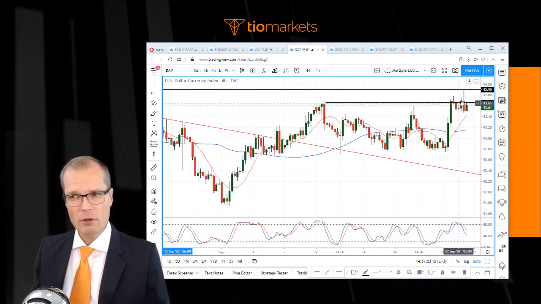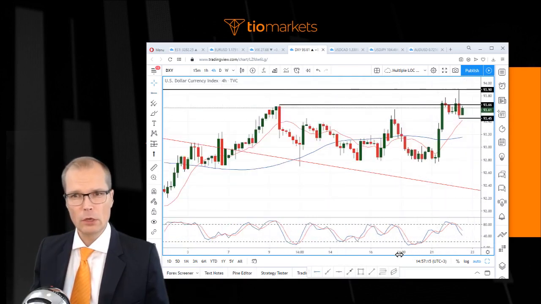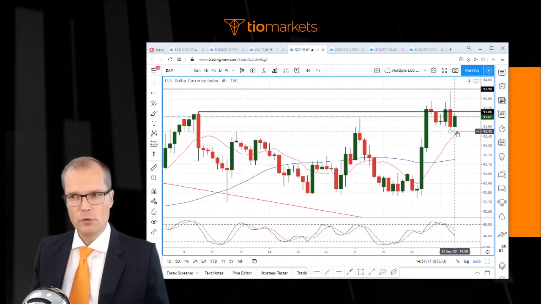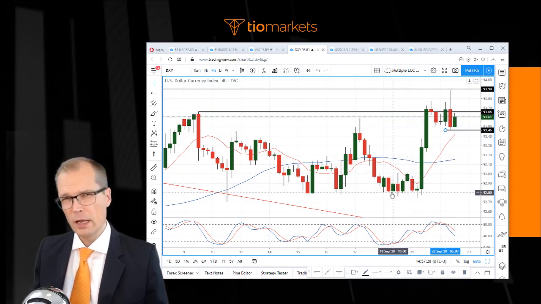We have a rejection at resistance. So if the market now creates higher lows, it's more likely to take out the recent low, which is here. If the market breaks this support, it's likely that it will move down to lower levels to look for buyers there.